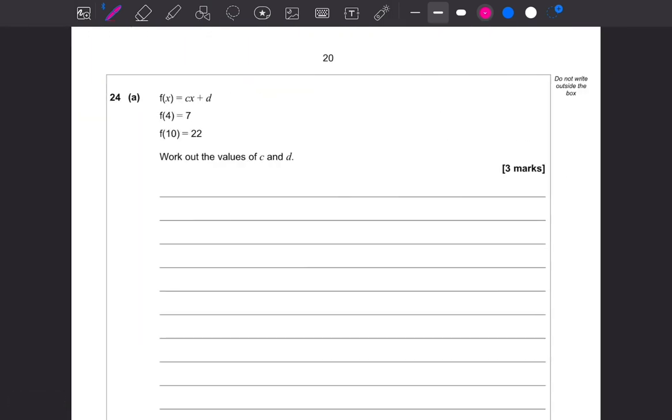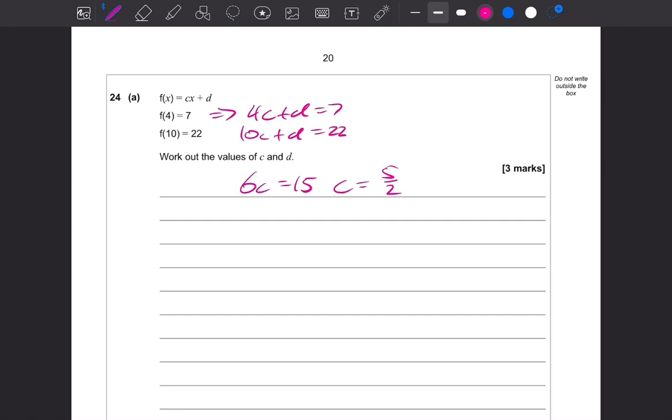f of x is cx plus d. f of 4 is equal to 7. f of 10 is 22. Work out c and d. So let's plug in these things. What does this give us? 4c plus d is 7. 10c plus d is 22. If we do the second one take the first one, we'll get 6c is 15. So c is going to be 5 on 2.